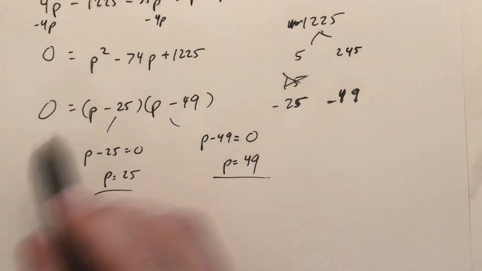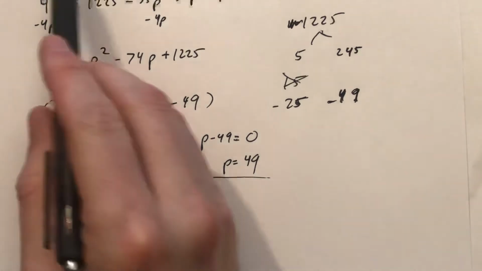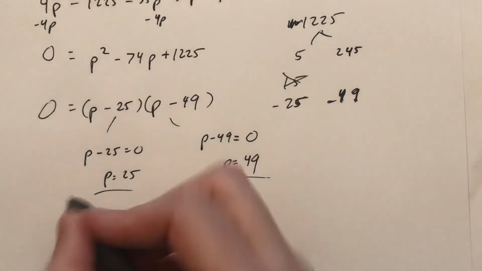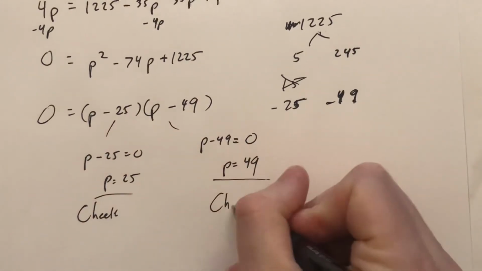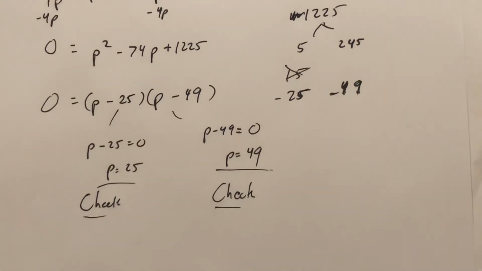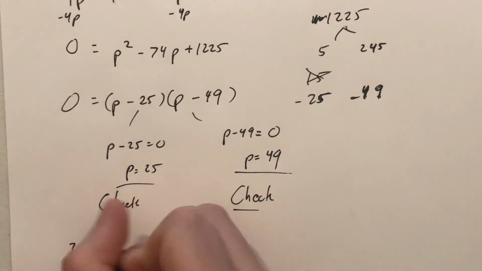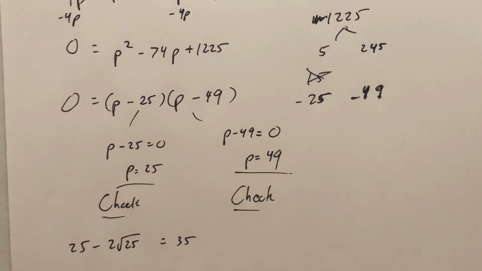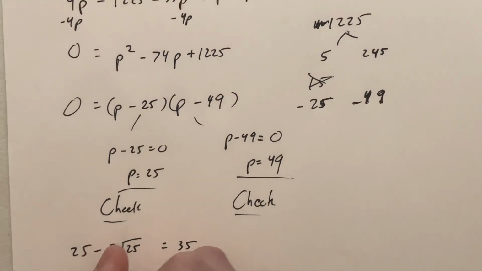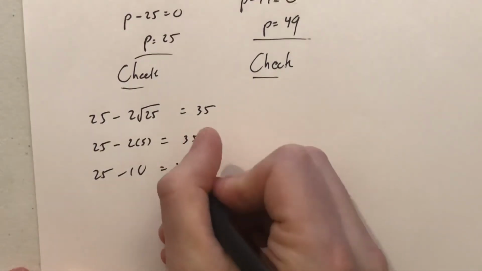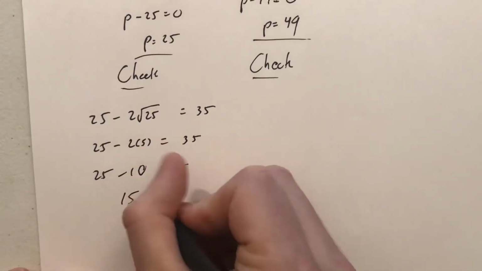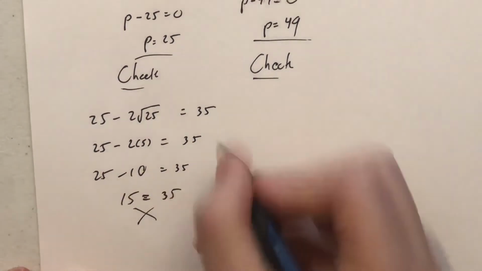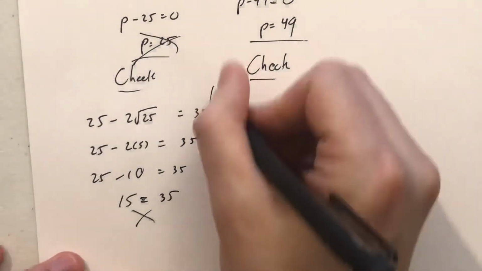But then recall that with radicals in chapter 7, because of this squaring both sides step we took, we have to actually check both of these solutions. Check in the sense that we put them all the way back into the problem and see if they work out. So 25 minus 2 times the square root of 25 equaling 35. That's me putting 25 in for both the p's. 25 minus 2 times a 5. So that's 25 minus 10. So that's 15 equals 35. Well, that didn't work. So 25 is not a solution.